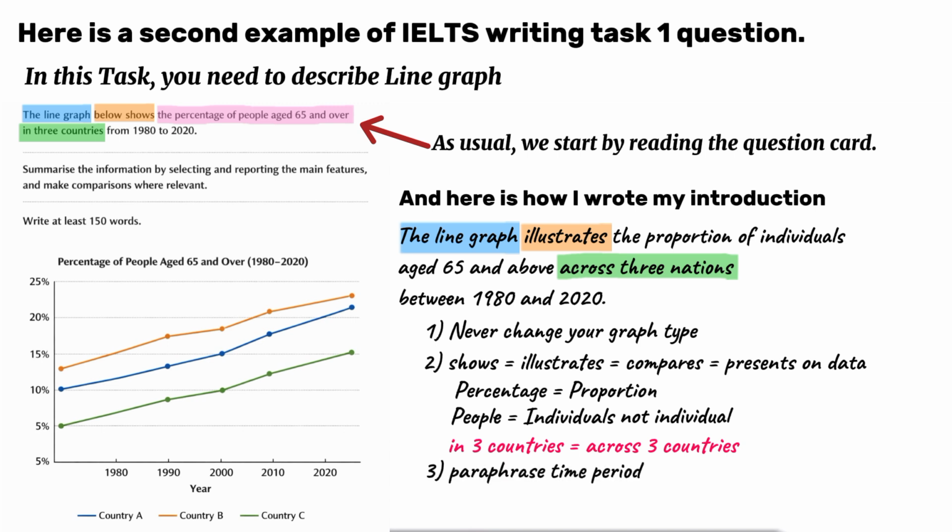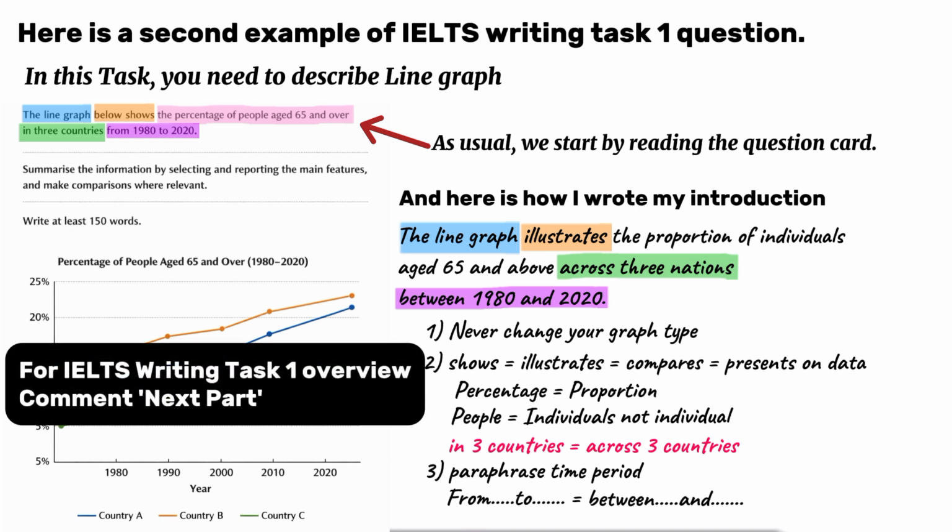At last, we paraphrased our time period. As we said, if there is "from" plus "to" combination, then change it to "between" plus "and" combination. Well done! If you want to learn about IELTS Writing Task 1 overview, comment down below.